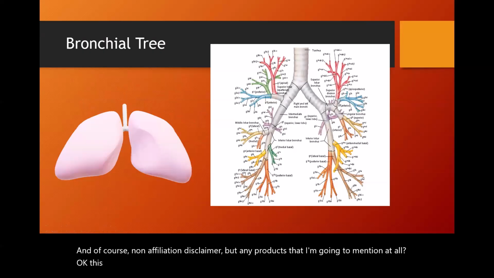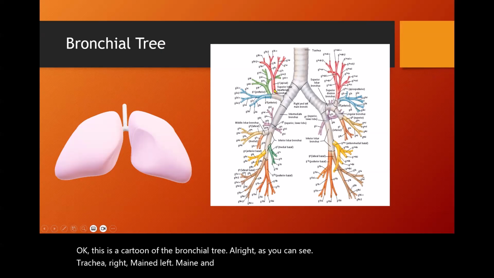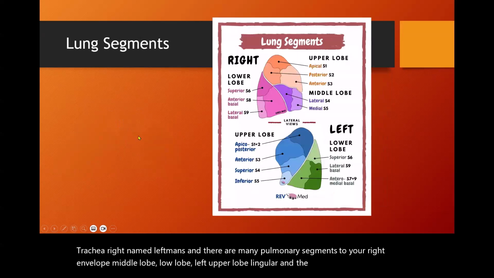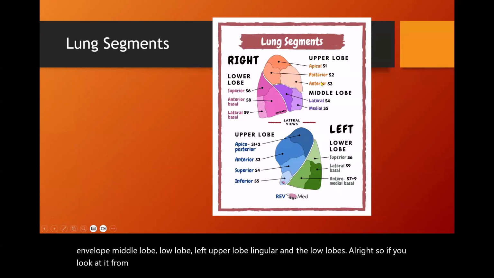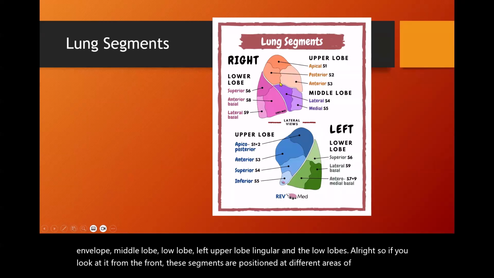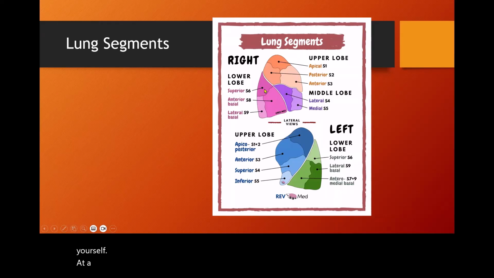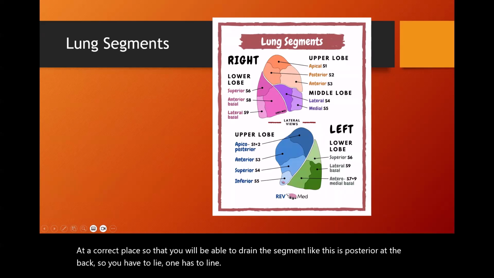This is a cartoon of the bronchial tree: trachea, right main, left main, and there are many pulmonary segments: upper lobe, middle lobe, lower lobe, left upper lobe, lingula, and the lower lobes. If you look at it from the front, these segments are positioned at different areas of the lung and are drained by various bronchi into the main airways and up. So you need to position yourself at the correct place so that you will be able to drain the segment. Like this is posterior, at the back, so you have to lie prone to drain a certain angle.